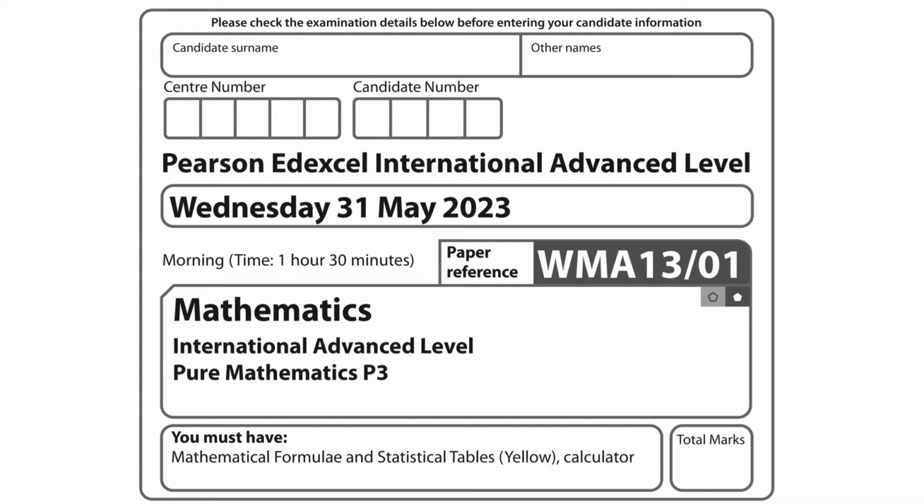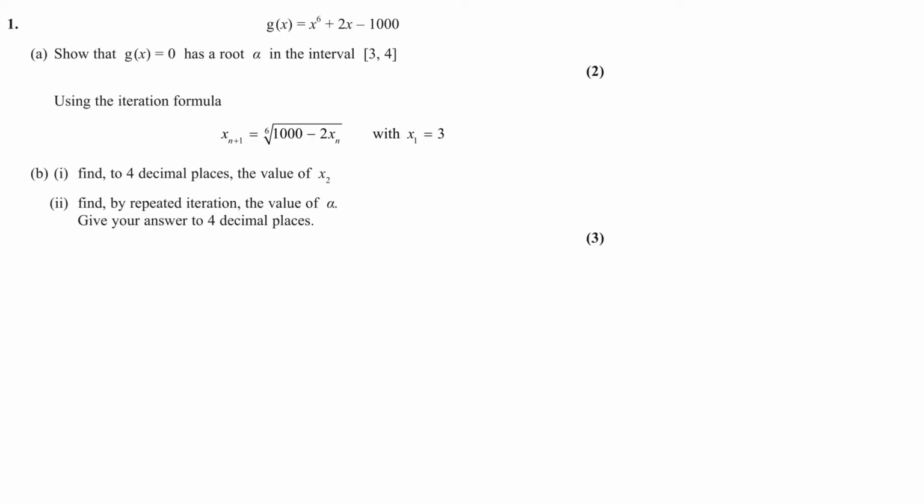Let's get started. Okay, question 1. It's a numerical methods question. Show that g has a root alpha in the interval 3, 4. So this is just simply substituting 3 and 4 into it and showing a change in sign.